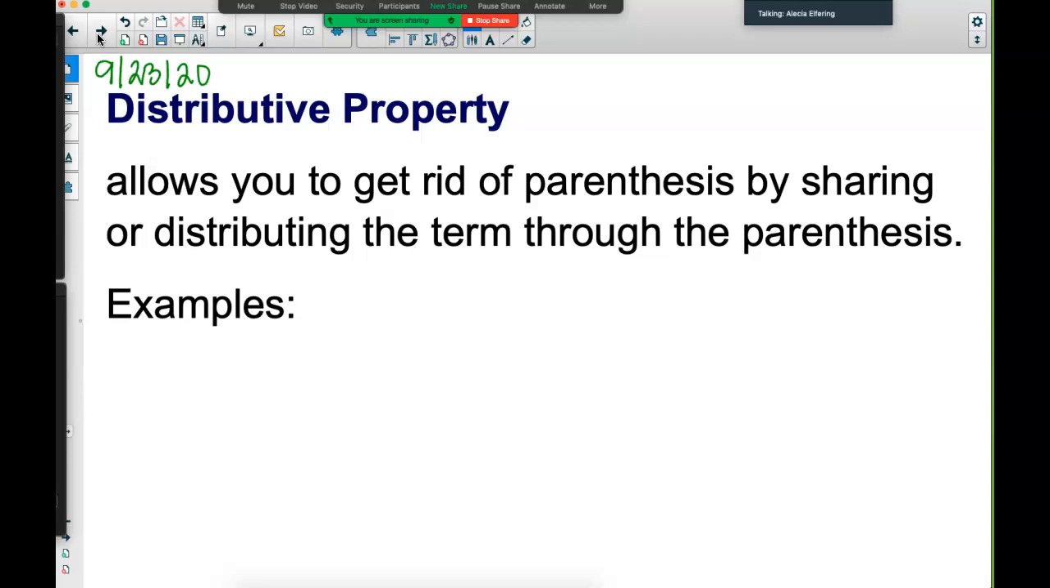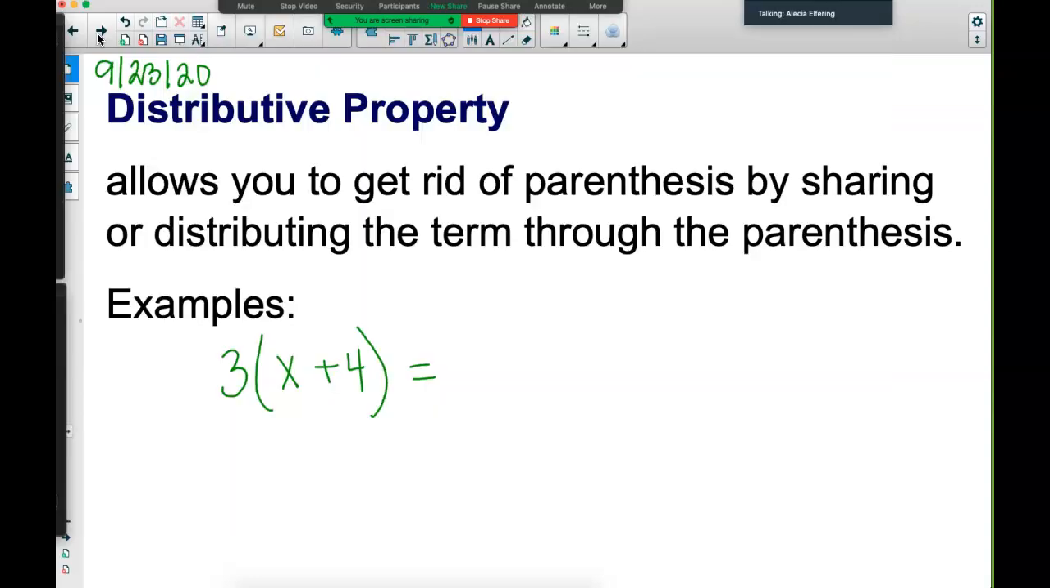Okay, so an example of this would be 3(x + 4). And if I want to use the distributive property, what would I get? 3x + 12. So we distribute the 3 to get 3x plus 3 times 4, which is 12. Okay, remember doing that yesterday? The nice thing is I see you guys every day, so you're hopefully remembering this.